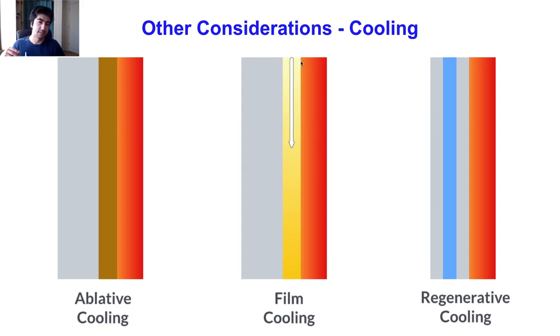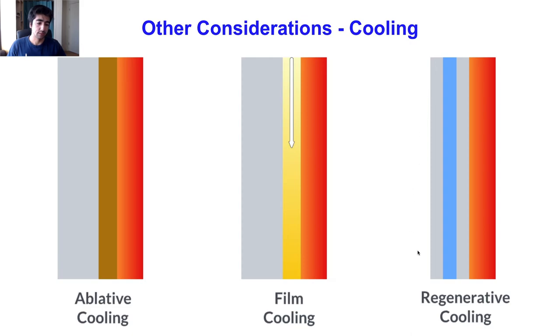Usually this isn't enough to cool the engine properly by itself. And so usually what you'll see is film cooling paired up with some other type of cooling. But this is usually pretty effective at bringing down the temperature at the surface of the combustion chamber, the inner surface, but usually not enough to fully cool your engine, especially if you're burning for a long time.